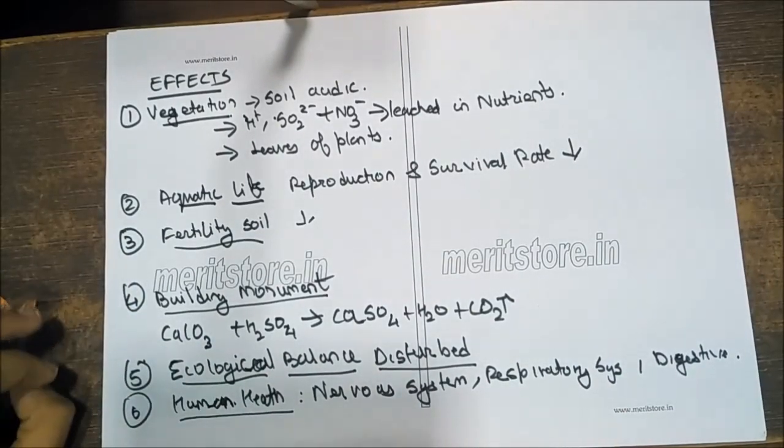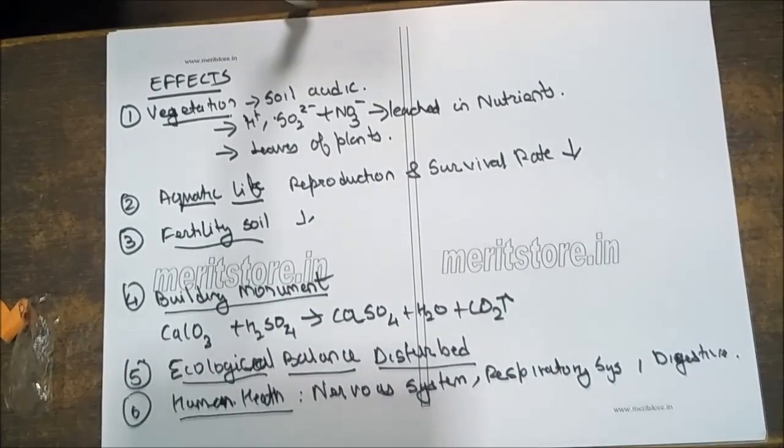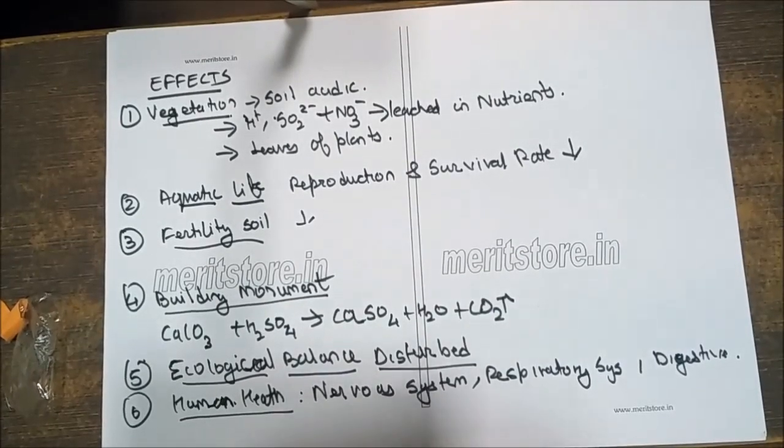So acid rains, we said, mainly occur because of the presence of sulfuric and nitric acid in the atmosphere. How are they formed? Because of the oxides of nitrogen and sulfur reacting with the vapors in the atmosphere to form nitric and sulfuric acid. Its effect is on vegetation, aquatic life, fertility of soil, building monuments, ecological balance is disturbed, and even human health is degraded to quite a large extent.